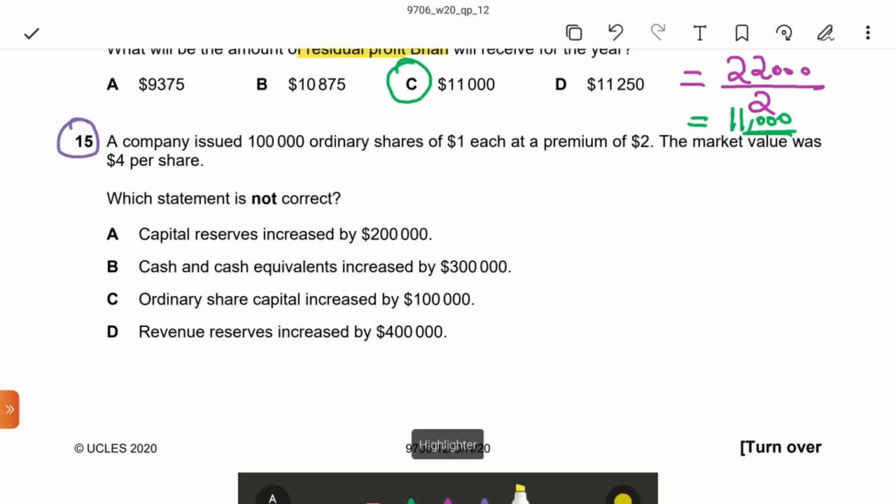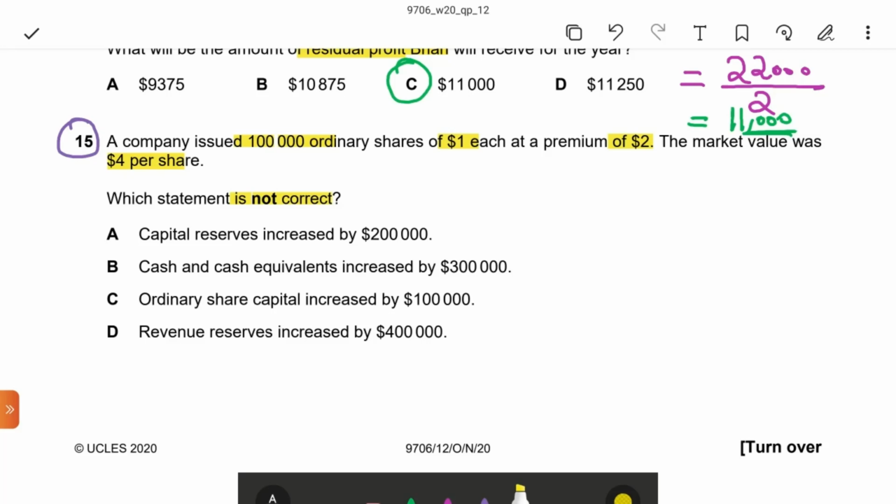A company issued 1,000 ordinary shares of $1 each. The price of the share is $1, but they are issuing at a premium. So they will get the cash 100,000 into $3. The market value was $4 per share. Which statement is not correct?